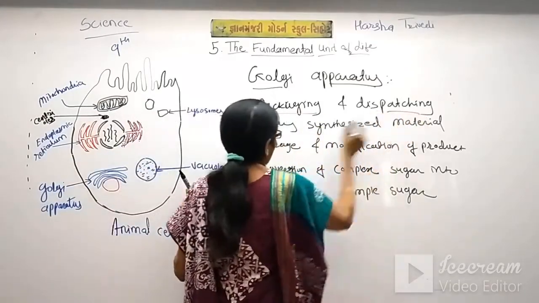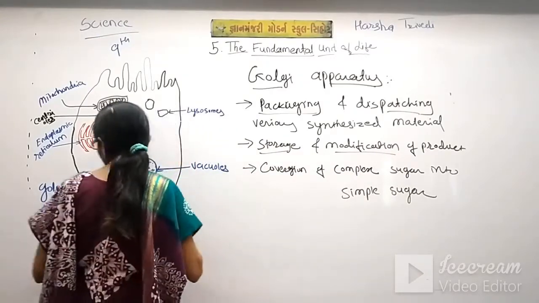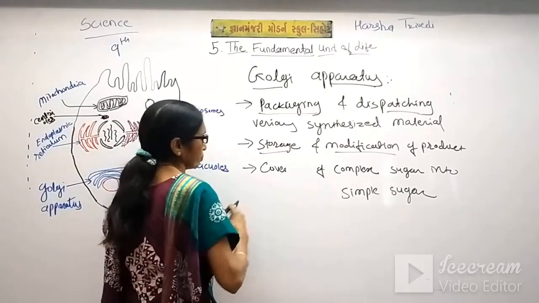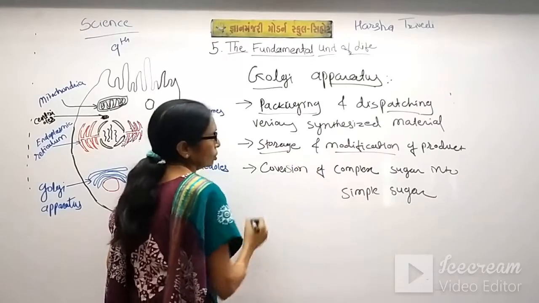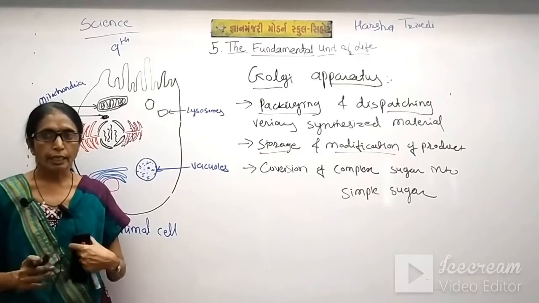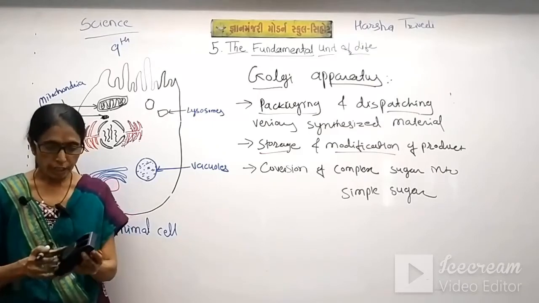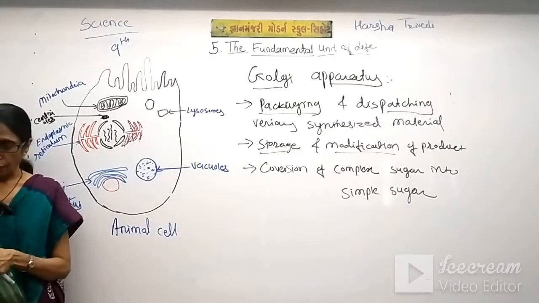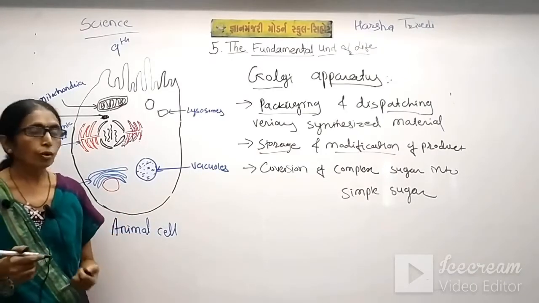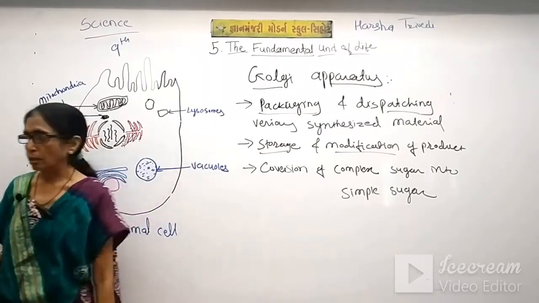Packaging, dispatching, storage, modification, and also the conversion of complex sugar into simple sugar. It is done by Golgi apparatus. So these are the functions of Golgi apparatus, which is very important for the storage, packaging, modification, dispatching, and conversion of complex into simple sugar. Students, just note this down.